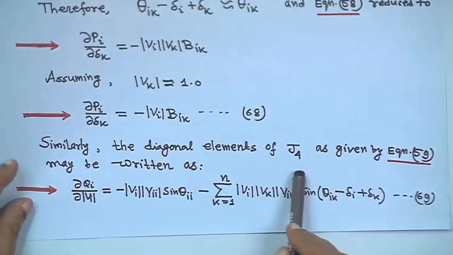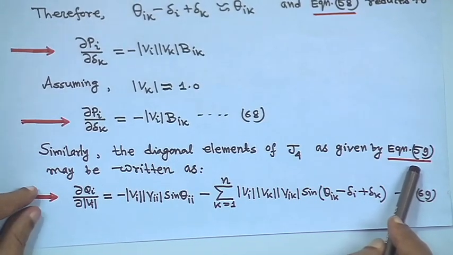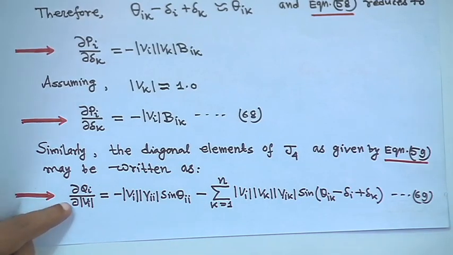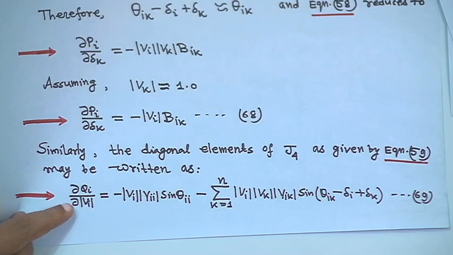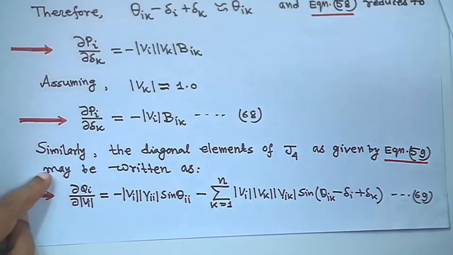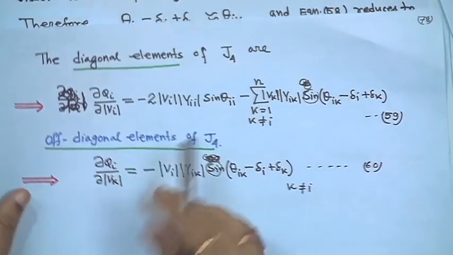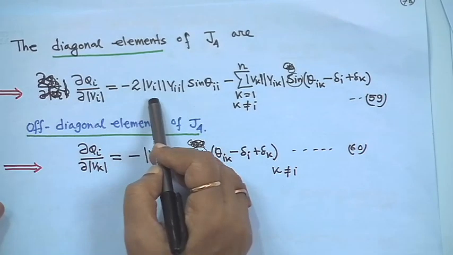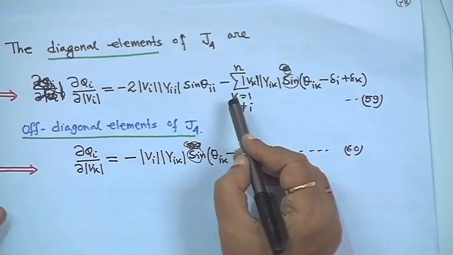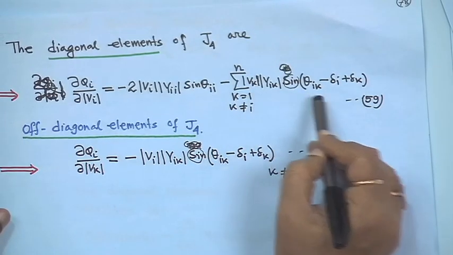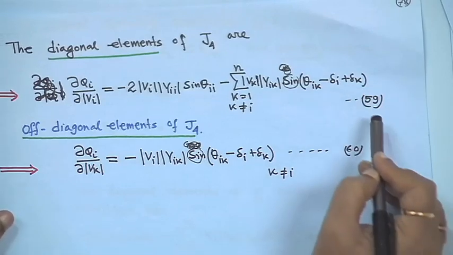Similarly, the diagonal elements of J4 as given in equation 59 may be written as follows. So, diagonal elements, delta Qi upon delta Vi. This is equation 59, very simple, just try to understand. Delta Qi upon delta Vi is minus 2 Vi Yii sin theta ii, then minus the sum over k equal to 1 to n, k not equal to i, of Vk Yik sin of theta ik minus delta i plus delta k.